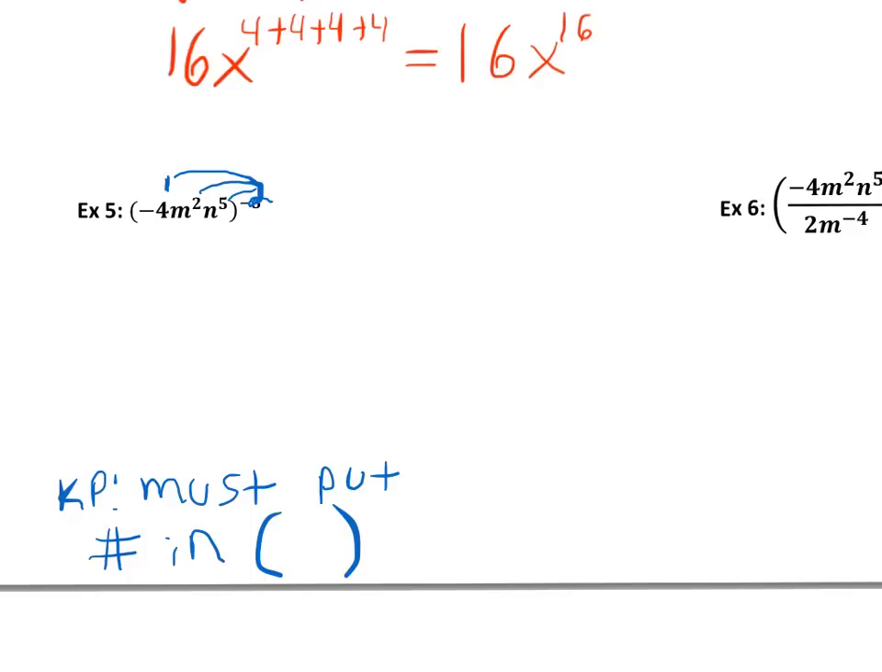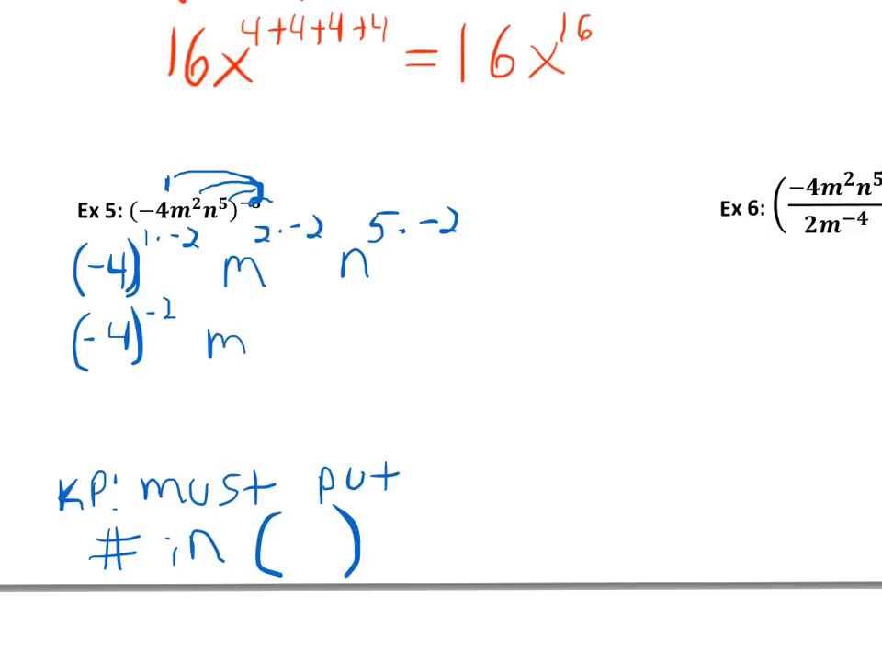So let's show how it should look. It should look like this. Negative 4 raised to the 1 times negative 2. M raised to the 2 times negative 2. N raised to the 5 times negative 2. When you do that, you end up with negative 4 raised to the negative 2 power, m raised to the negative 4 power, and n raised to the negative 10 power.